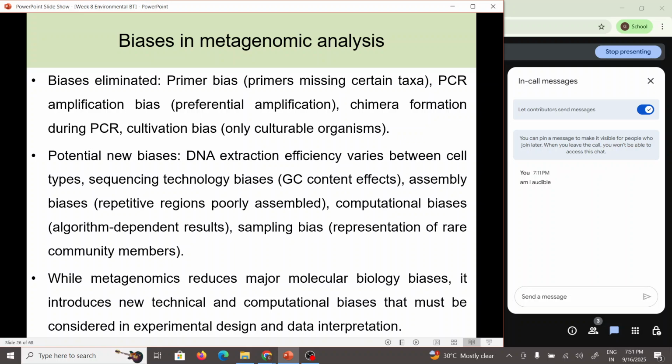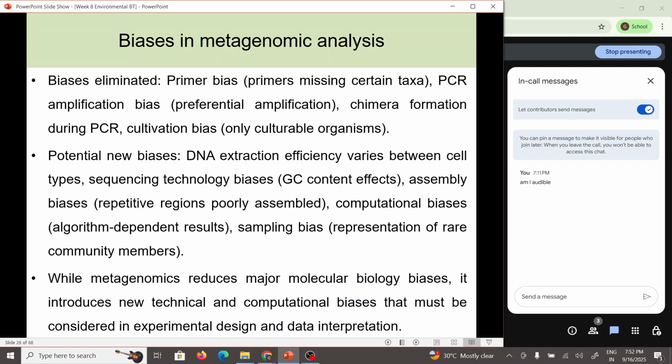The next step, it is not the next step, I'm sorry. So the next part in metagenomic analysis is to know about the biases in the metagenomic analysis. As we saw in the first slide, we saw about amplicon sequencing versus shotgun sequencing. So why are we not going for amplicon sequencing, instead we are opting for shotgun sequencing? Because there is primer bias. So we are designing primers for certain organisms, and there are chances that some other organisms may get missed in this process.